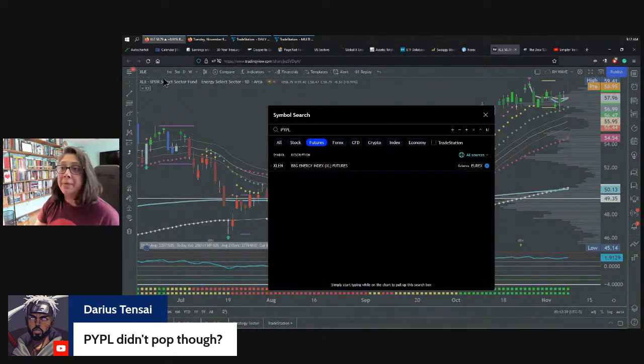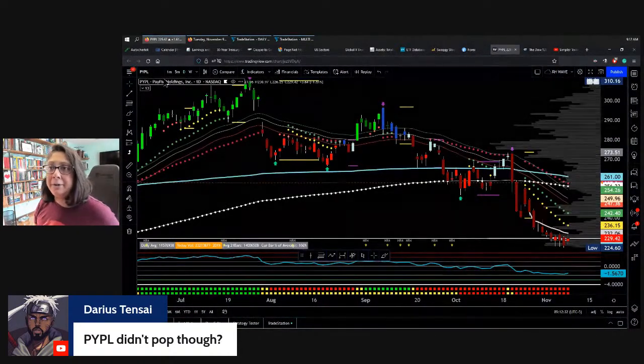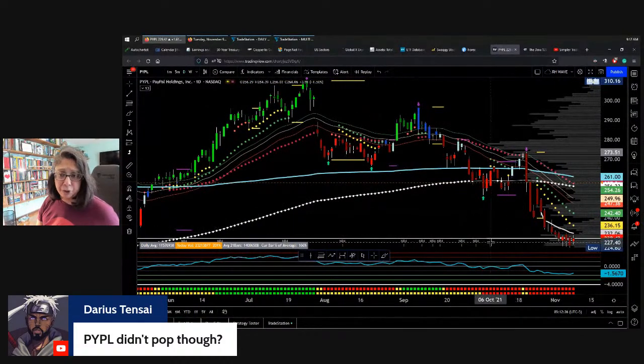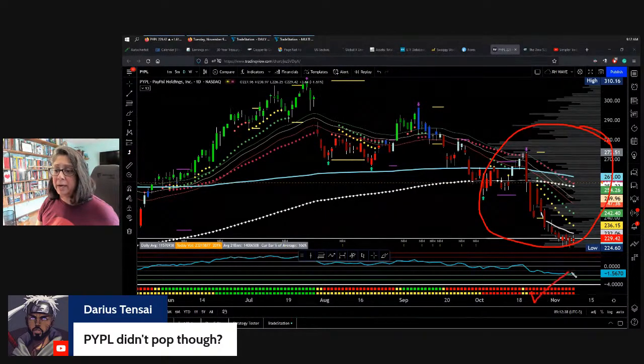Next question, PYPL. Did PYPL pop? We've been talking about PYPL for shorts. So if you're looking at one of the rare corners of the market that is double green and can be a short the rip, right? So there's buy the dip and there's short the rip. If you're looking for something that can be a short the rip, this is it. This is what we're looking to take advantage of.